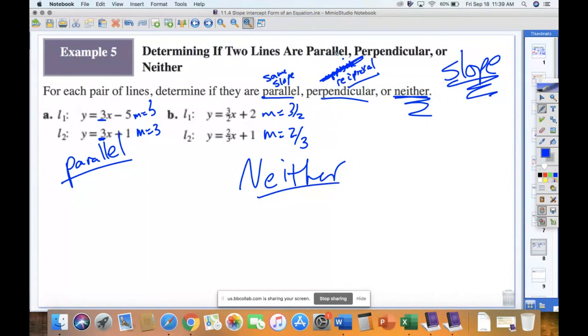Okay? When you run into parallel and perpendicular, just think slope. They want slope. We're dealing with slope. Gotta have slope. What's the slope?